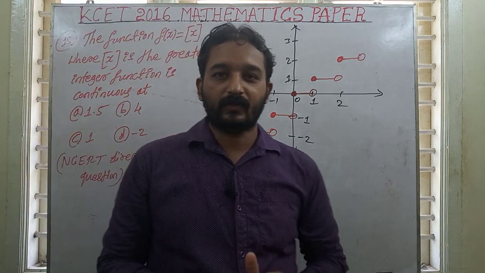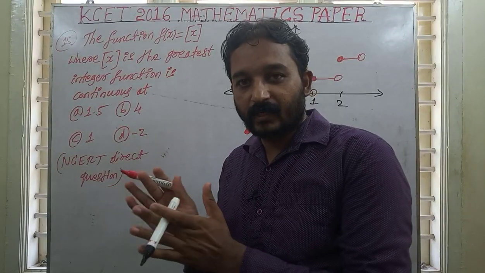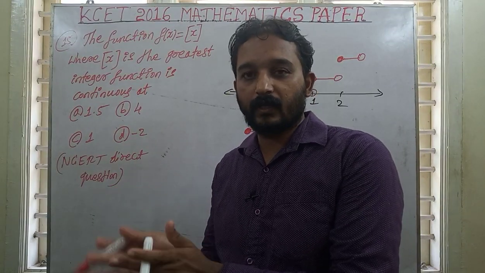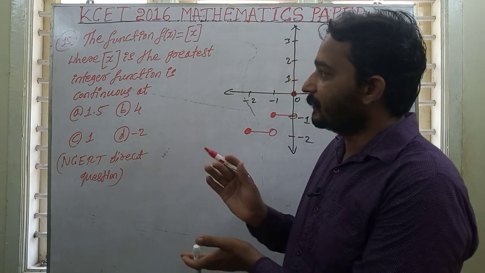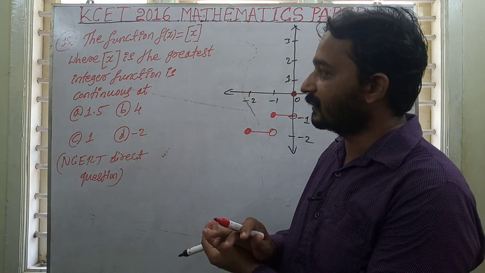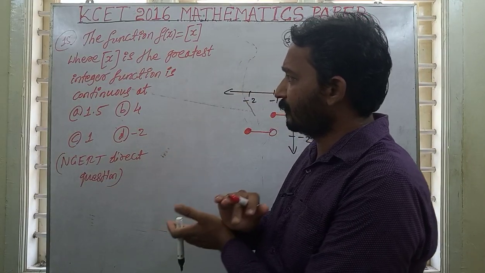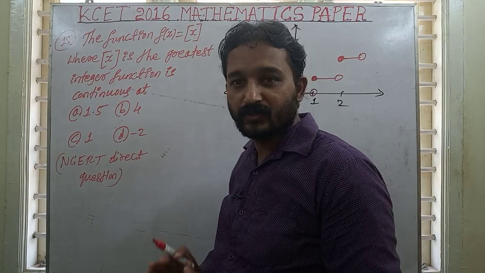So now let us move on to the next question, question number 15. This question is based on the chapter continuity and differentiation, particularly continuity. So this is a repeated question. They have already asked it in the KCET 2015 paper. Same question, ditto, without any numerical value.